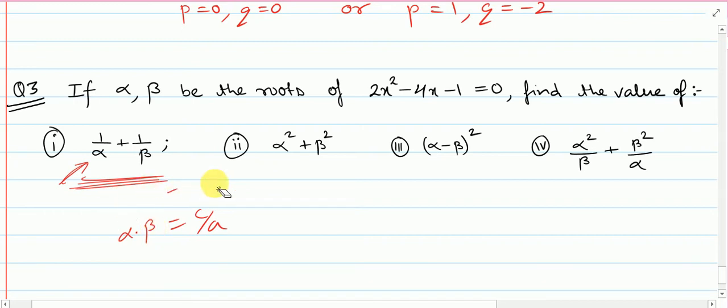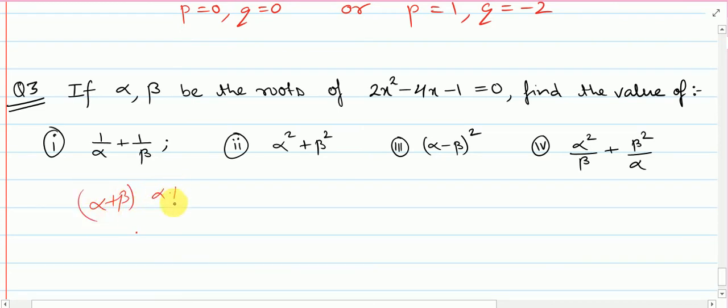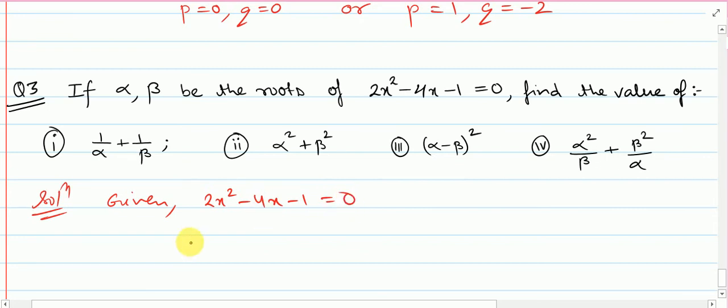Okay, I mean to say that you should rewrite this expression in such a way that you have only alpha plus beta or alpha into beta. Before we go to the first one, let me write the solution. Given 2x square minus 4x minus 1 is 0. Here a is equal to 2, b is equal to minus 4 and c is equal to minus 1.